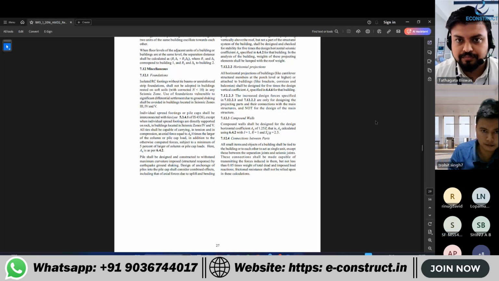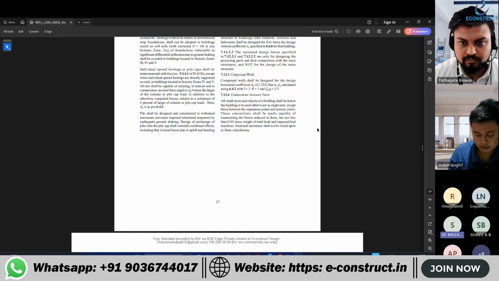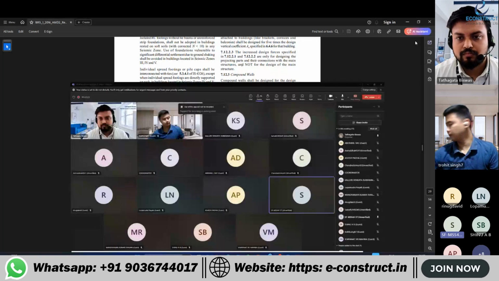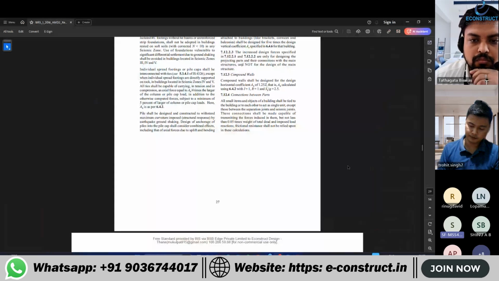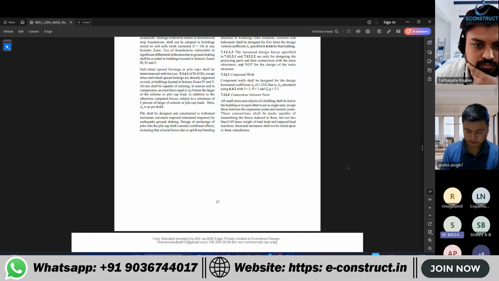Okay. And clause number 7.12.4, connections between parts. All small items and objects of a building shall be tied to the building or to each other to act as a single unit, except those between the separation joints and seismic joints. These connections shall be made capable of transmitting the forces induced in them, but not less than 0.05 times the weight of total dead and imposed load reactions. Frictional resistance shall not be relied upon in these calculations.